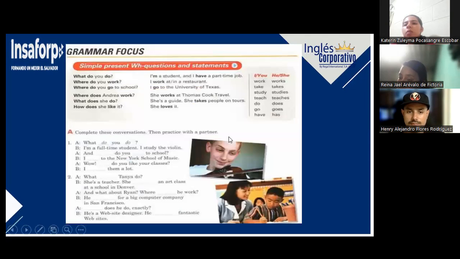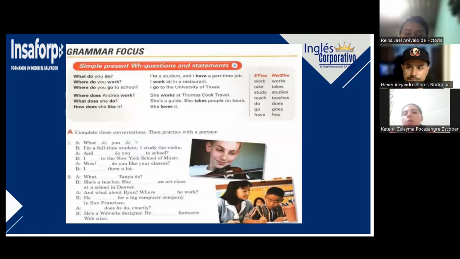Entonces, de ahí lo demás, pues no cambia. Los demás pronombres no cambian. En este caso, si yo digo I play, I dance, I travel, you go to the movies, you watch the movies, you play video games, they study English, they work, el verbo se mantiene en su forma normal.